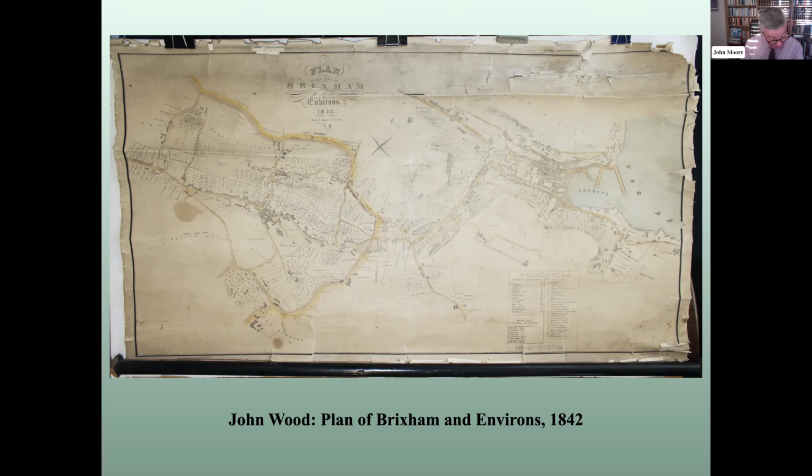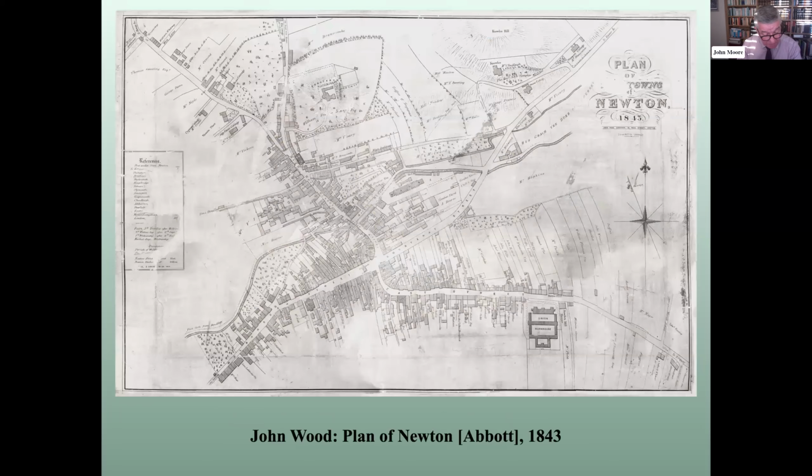My final Wood example is this lithograph of his plan of Newton Abbot, produced in 1843, towards the end of his career. And this was printed by James Turner, and it identifies one of the unusual aspects of all his southern work, namely his almost constant reliance on Edinburgh engravers and lithographers for the production of his plans. Not only would this delay their publication, but it may also have alienated local printers and publishers.